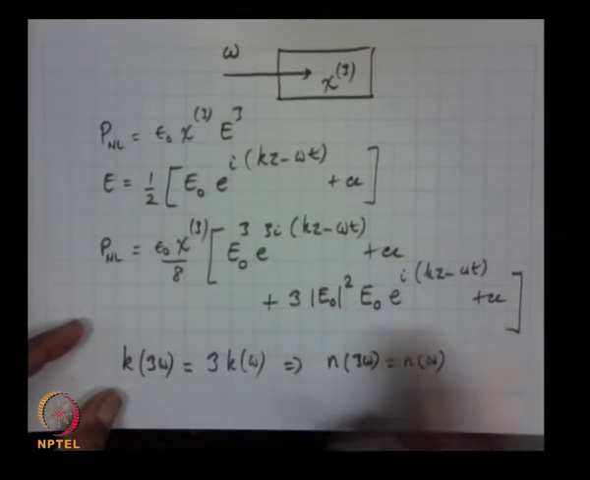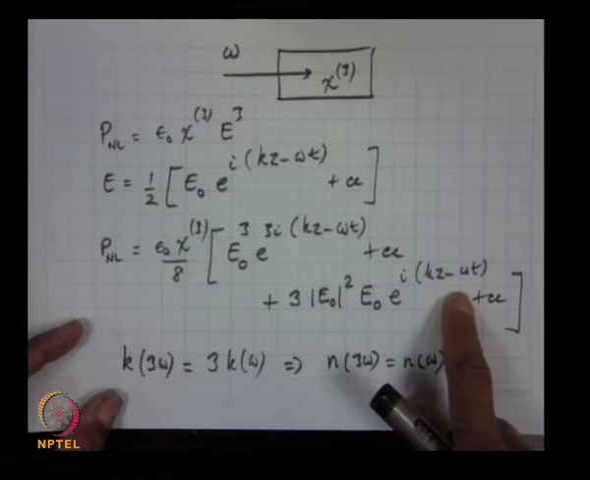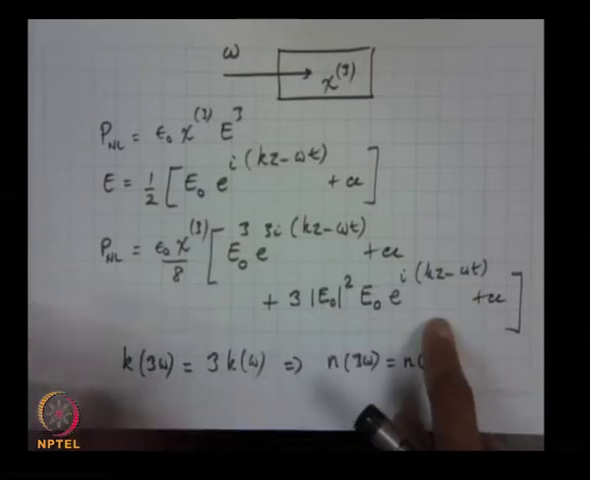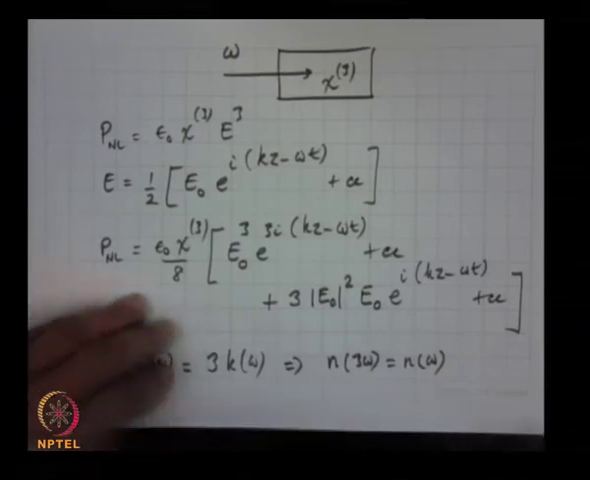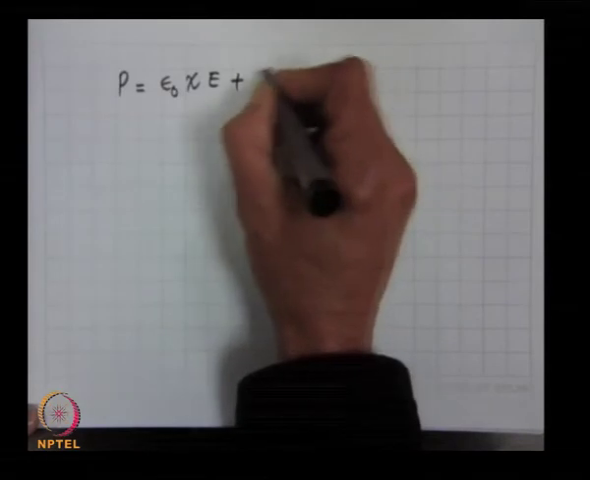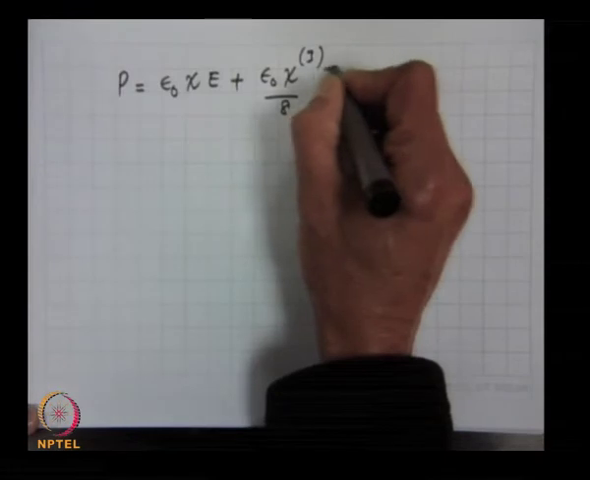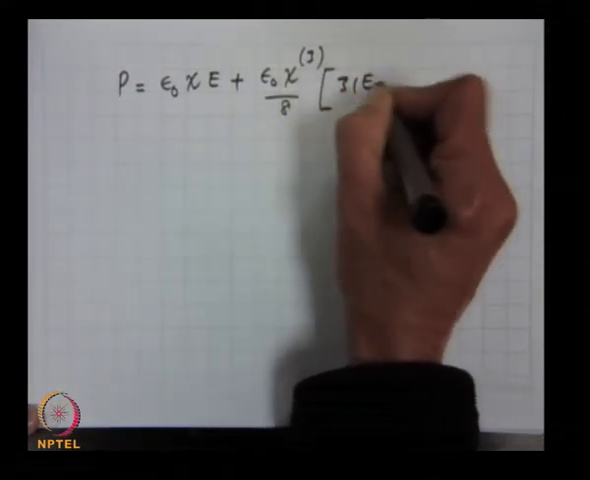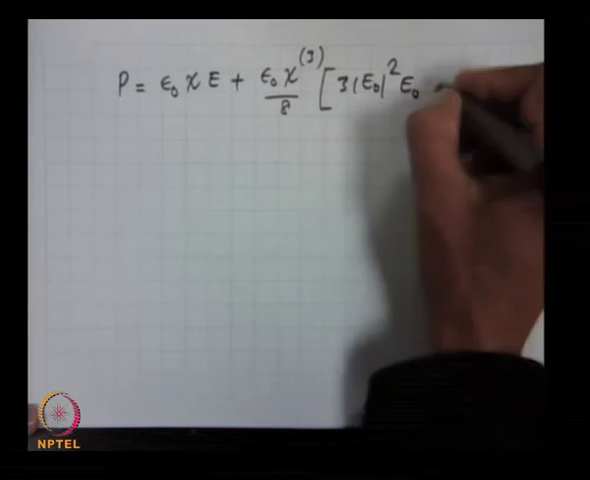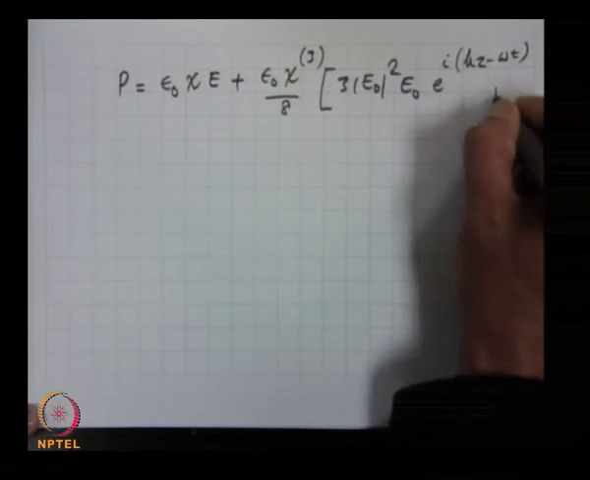What about this term? What is the frequency of this? It's omega. So this is the nonlinear polarization at omega now. So what is the total polarization at frequency omega? So the polarization at frequency omega is epsilon 0 chi E plus epsilon 0 chi 3 by 8 into 3 mod E naught square E naught exponential i (kz minus omega t) plus complex conjugate.